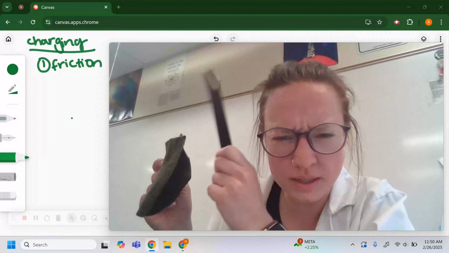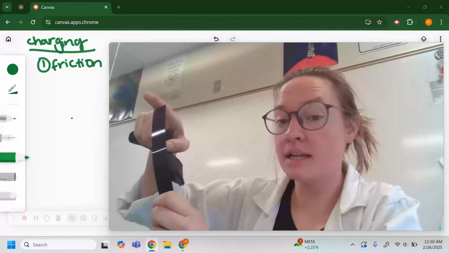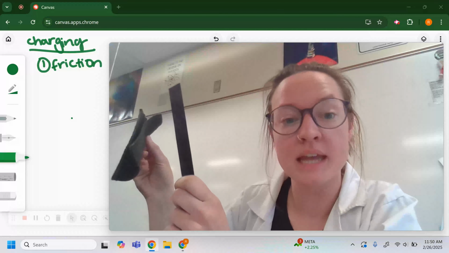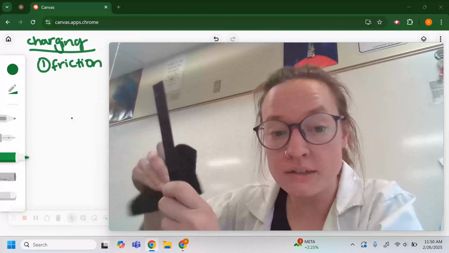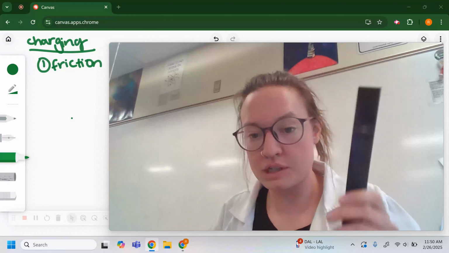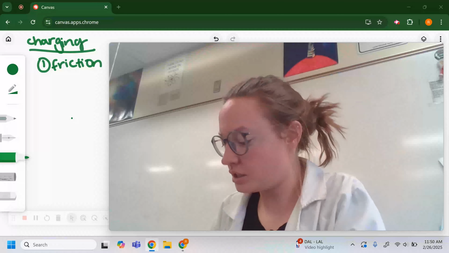Do you see how we're following the law of conservation of charge here? This thing just gained a negative charge, which means this thing just gained a positive charge. I had to transfer charge. I moved charge, but I didn't create or destroy charge. This thing is now negatively charged.